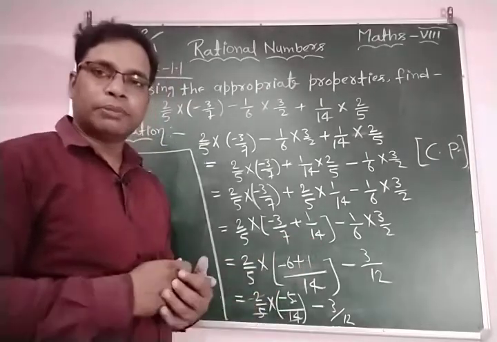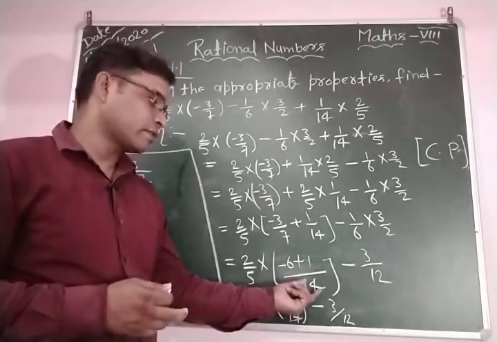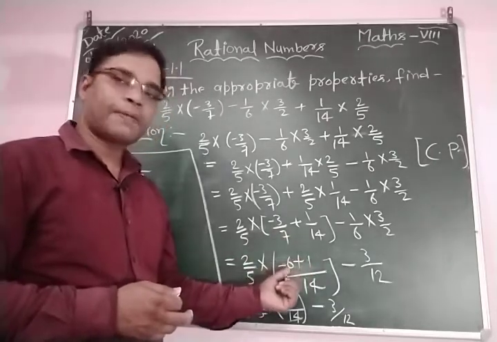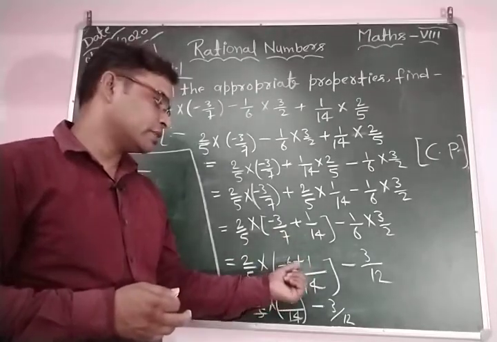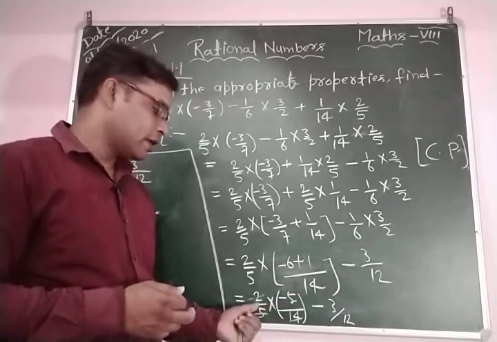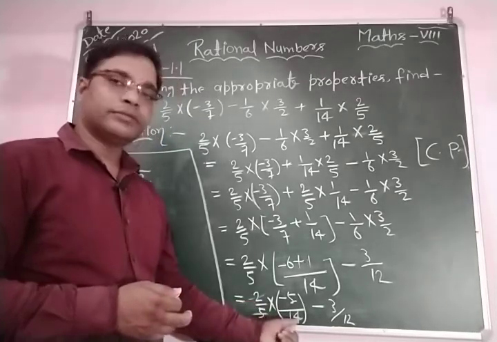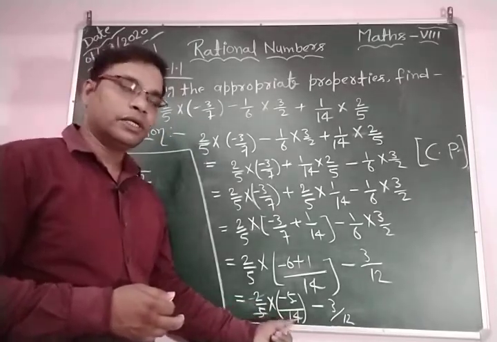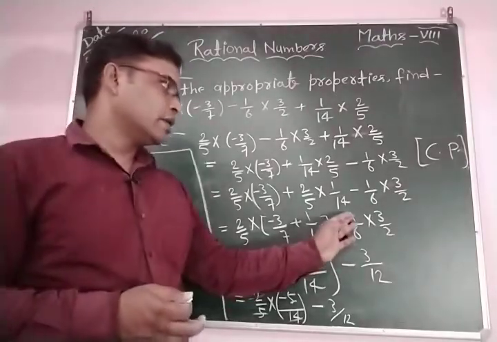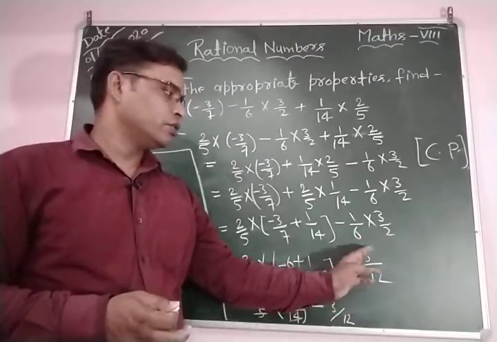14 is a multiple of 7, so the LCM of 14 and 7 is 14, and 7 twos are 14, 3 twos are 6, minus 6 plus 1 is equal to minus 5, and minus 5 is cancelled, and we have 2 sevens are 14, so you can write here minus 1 by 7, and here 1 into 3 is equal to 3, 6 into 2 is equal to 12.